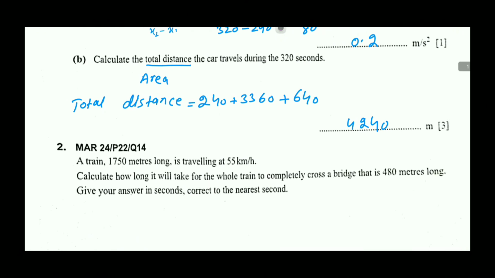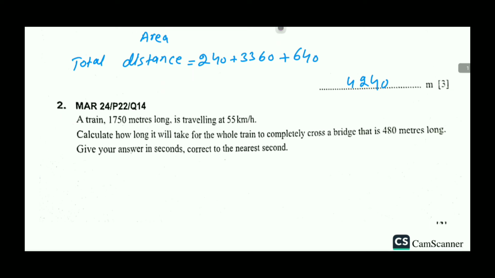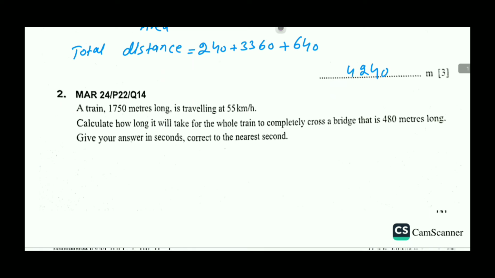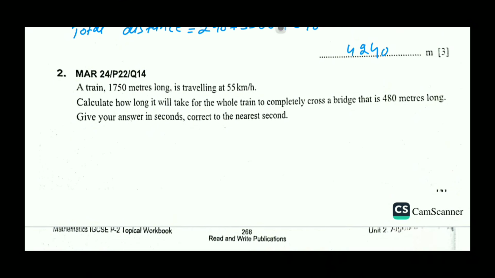Okay, second question. A train 1750 meters long is traveling at 55 km per hour. Calculate how long it will take for the whole train to completely cross a bridge that is 480 meters long. Give your answer in seconds, correct to the nearest second. So a train 1750 meters long. Here you have to find how long it will take, which is time.